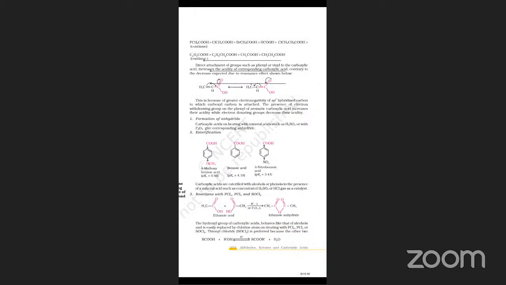So this is about the acidic strength of the carboxylic acids. Direct attachment of groups such as phenyl or vinyl to the carboxylic acid increases the acidity, compared to the corresponding saturated carboxylic acid, due to the resonance effect shown below. Resonance is also one of the points used to explain the acidic nature of the carboxylic acid. The presence of an electron withdrawing group on the phenyl of an aromatic carboxylic acid increases acidity, whereas electron donating groups decrease their acidity.